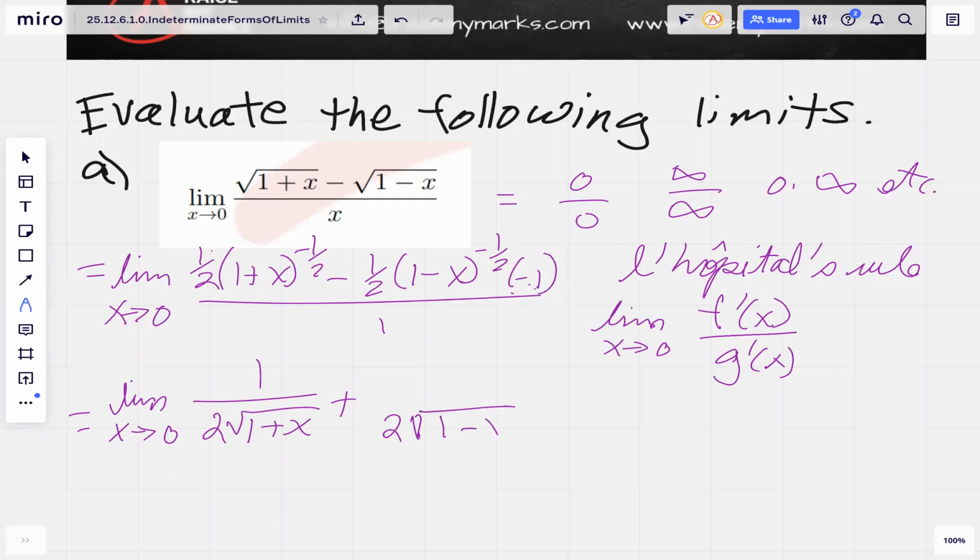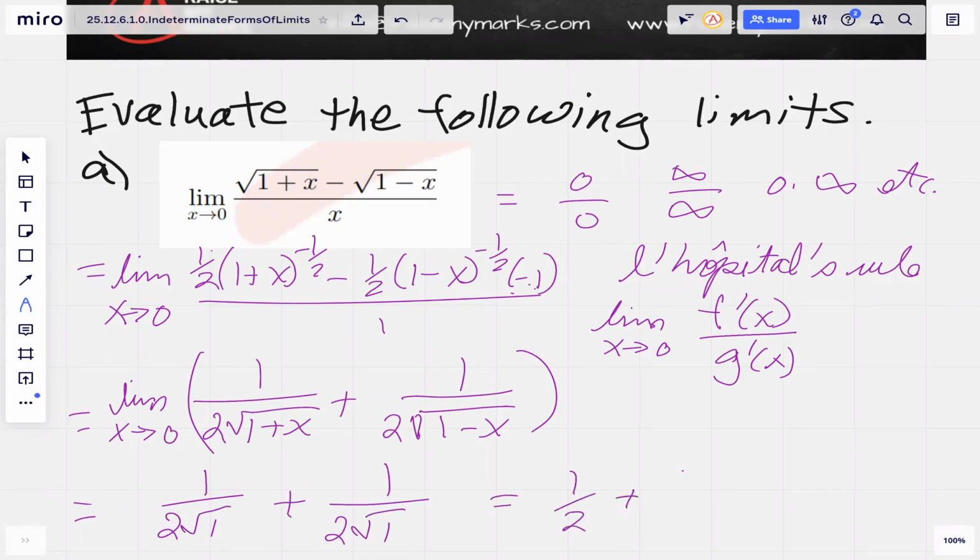Let's see. This might work, actually. This might be fine. Okay, so now, let's put some brackets around this. So now when we take the limit as x approaches 0, what do we get? We get 1 over 2 times 1 plus 1 over 2 times 1. And this equals a half plus a half, or 1.